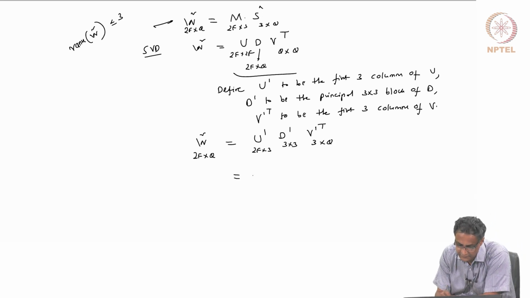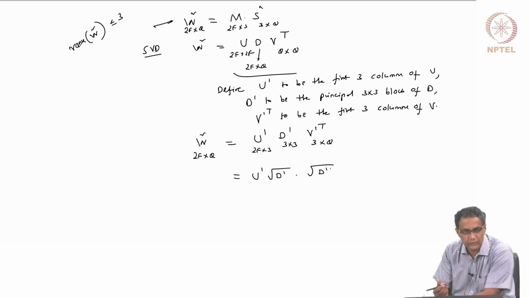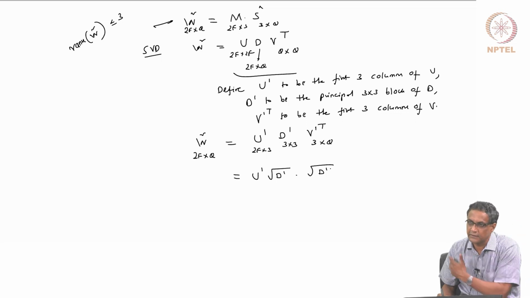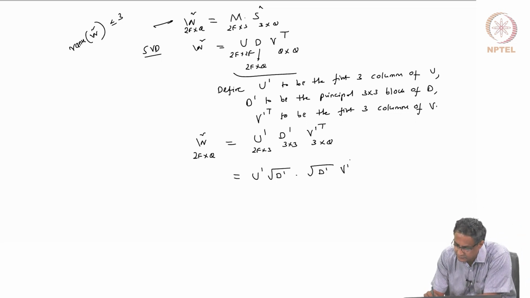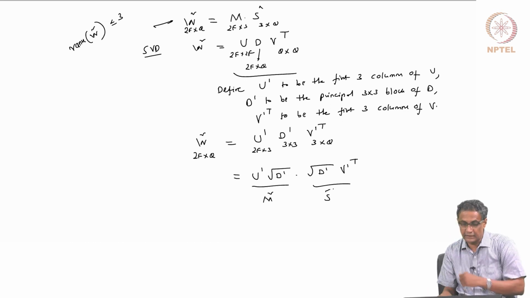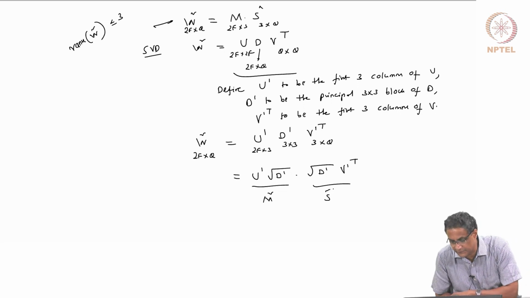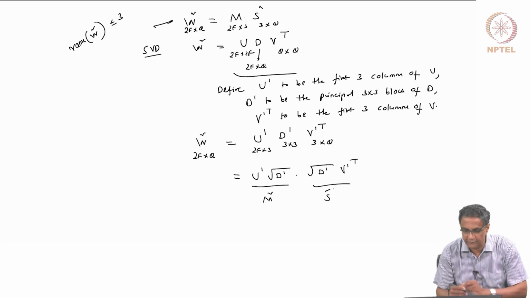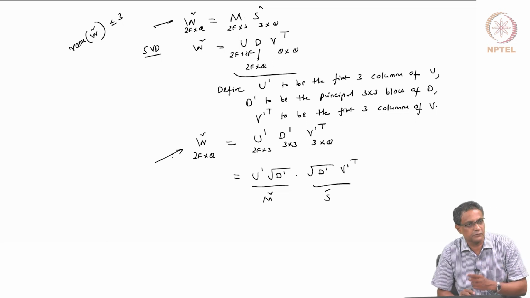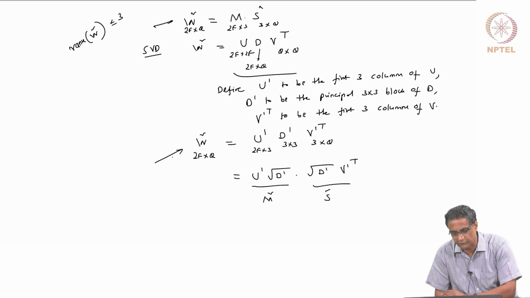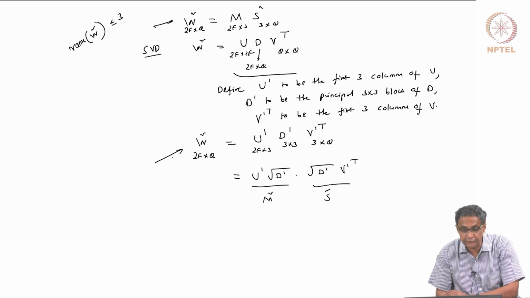And this you can further split as U' root D' root D' V' transpose, just a matter of taking the square root of all the diagonal values. Therefore, this you can call M tilde, and this you can call S tilde if you wish. What you have effectively achieved is that you have the observations, which are the feature correspondences coming from across F frames, and there are Q scene points.